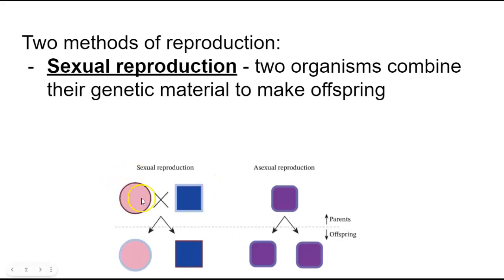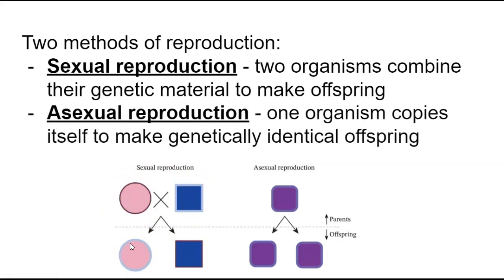So you see, we've got sperm and egg. These represent sperm and egg combining and then producing offspring. And you'll notice the offspring they can produce end up being slightly different. We know that when adults have kids, all their offspring are not the same.